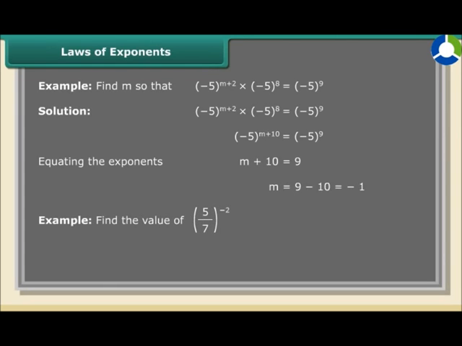Example: find the value of (5 upon 7) raised to the power minus 2. Solution: (5 upon 7) raised to the power minus 2 is equal to 5 raised to the power minus 2 upon 7 raised to the power minus 2, which is equal to 7 raised to the power 2 upon 5 raised to the power 2, which equals 49 upon 25.